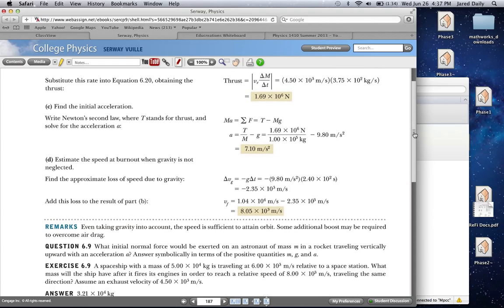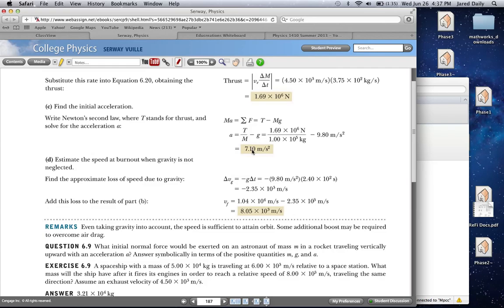Find the initial acceleration. Well, acceleration just comes from Newton's second law. Force equals mass times acceleration. And the only kinds of accelerations we're going to have are the thrust and mass times gravity if it launches straight up. And they're going to assume it launches straight up again. So then they calculate that acceleration by just solving for it and then plugging in numbers. It ends up being 7.1 meters per second squared.